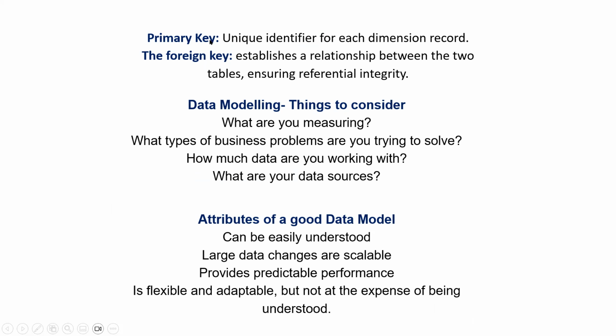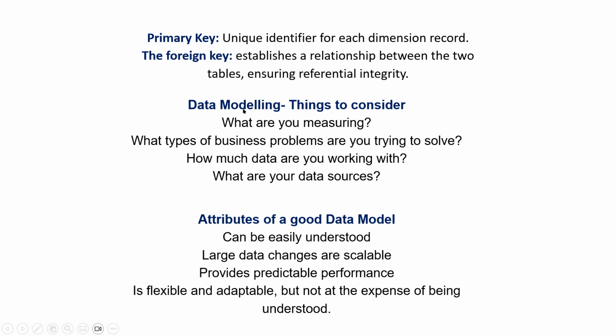So primary keys are the unique identifiers. They are normally unique and they are found in dimension records, whereas foreign keys are what establish a relationship between two tables by referring to a table with a common column. And we saw examples of that yesterday. I believe we'll see more of that today again as well.